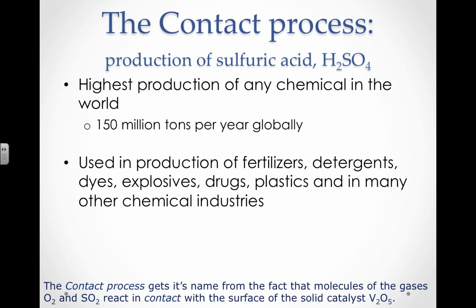Okay. Our other example is the contact process, which is the production of sulfuric acid. This is the most produced industrial chemical in the world. Okay, it's used in production of all sorts of things: fertilizers, detergents, dyes, explosives, plastics, and drugs, and many other chemical industries. Okay, it's not named for Mr. Contact. It's named that the molecules of the gases of oxygen and sulfur dioxide react in contact with a catalyst, V2O5.